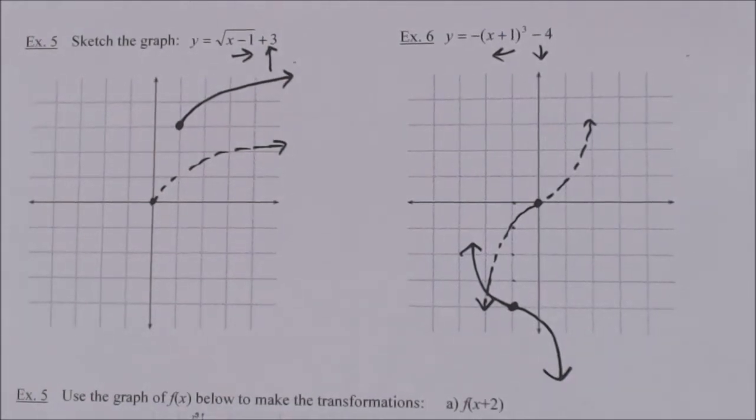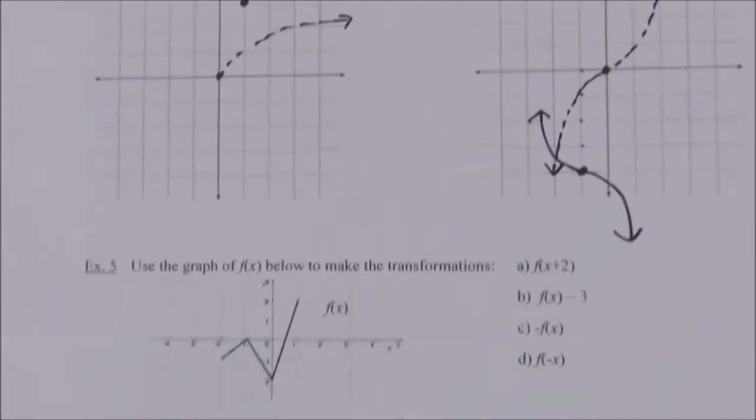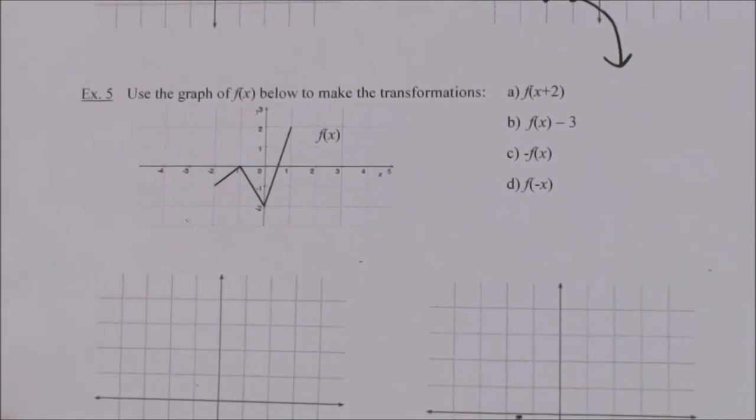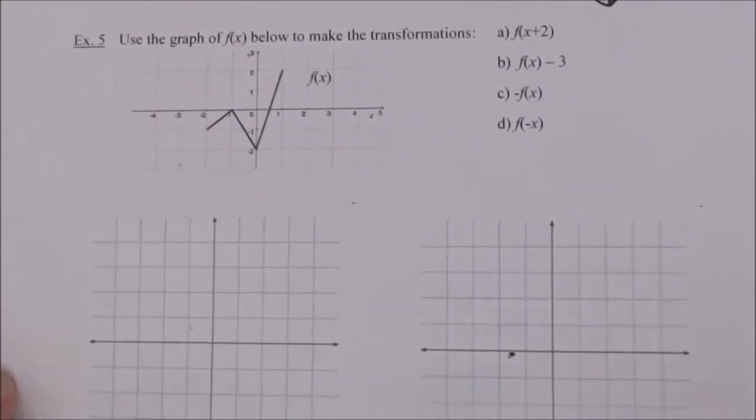Okay, and then the last example, it says example 5 again, I guess we're on example 7. It says use the graph to make the transformation. So there are 4 different transformations they want us to do. So let's do 2 on the first sketch and 2 on the second sketch. And this is not one of our parent graphs. It's just a generic function. They're calling it f of x, but they want us to show that we know what each of these translations mean.